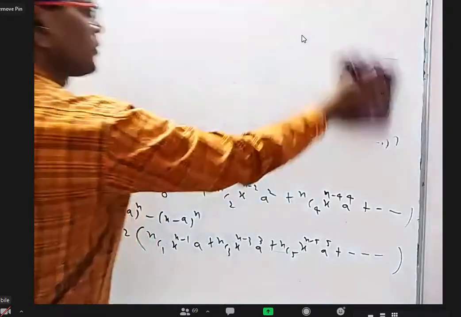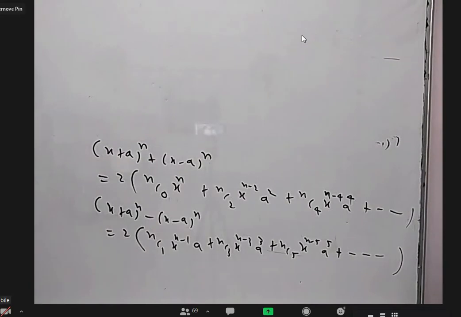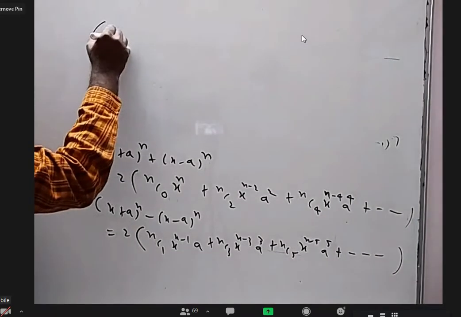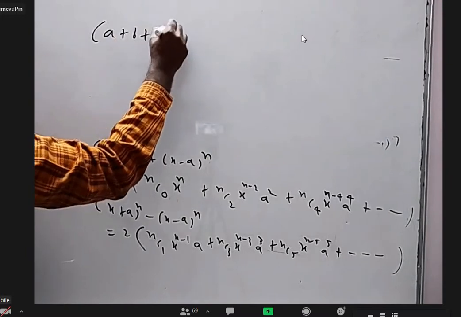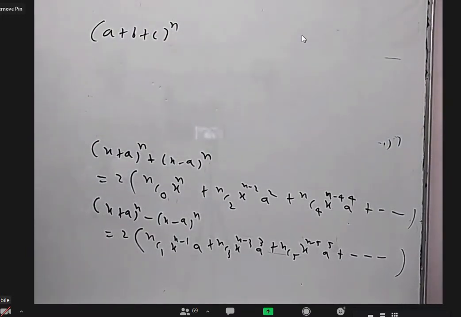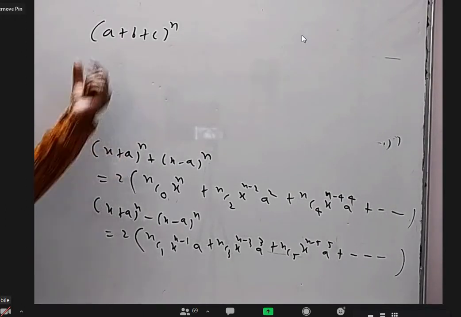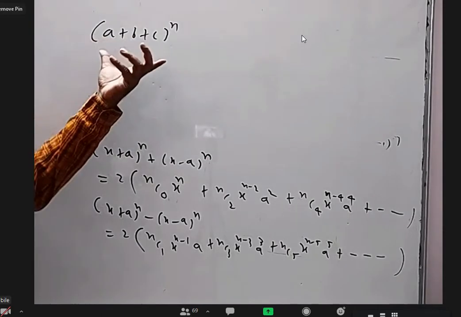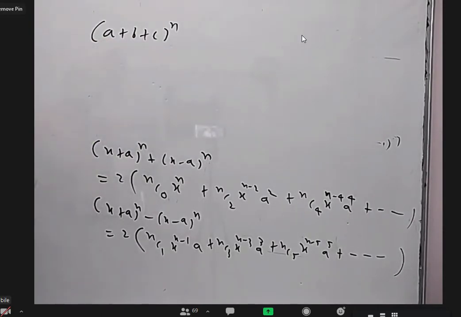What if sometimes we have three terms? Let us say I have (a + b + c) whole power n. How to expand this when you have three things? There is something called the trinomial theorem. Binomial theorem means when you have two terms. When you have three things, it is the trinomial theorem. We also have the multinomial theorem. There are so many terms, what to do? We'll discuss that. But before that, let us see how to expand this.